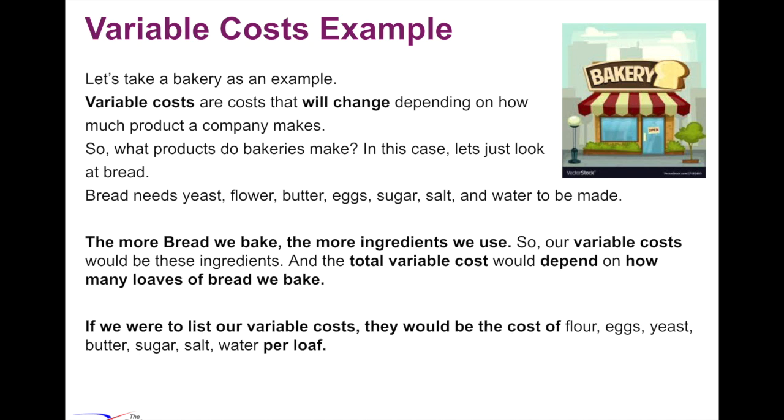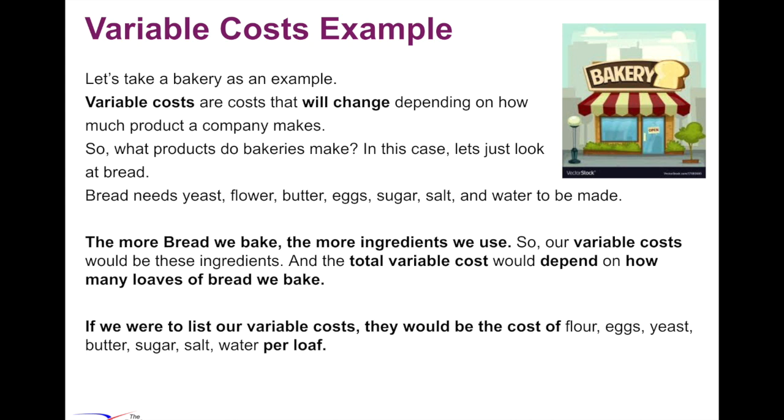So, now going through, each product has different ingredients and requires different things to be produced. So if we look at bread, bread needs yeast and flour and butter and eggs and sugar and salt and water, usually. Now, the more bread we bake, the more ingredients we're going to use. So our variable costs would be these ingredients, and our total variable cost would depend on how many loaves of bread we bake.